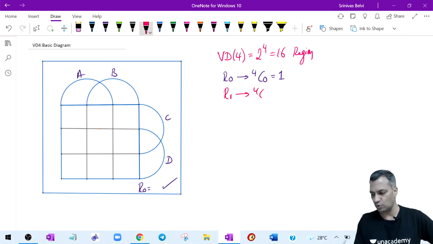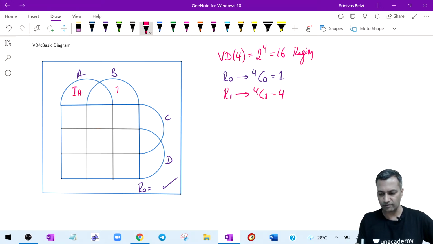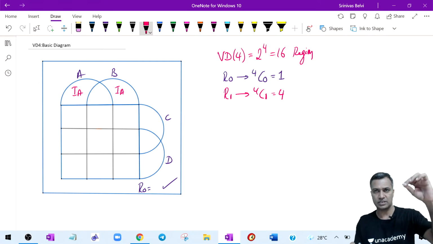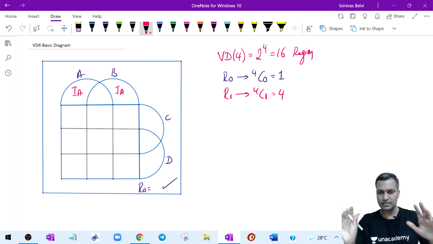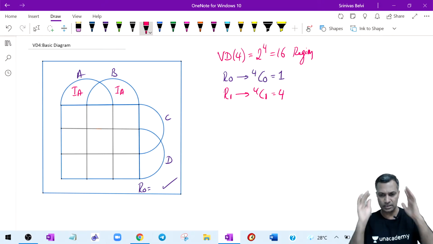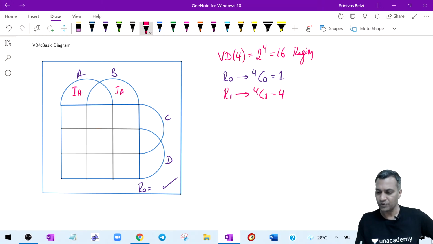You need to have 4C1, which is 4. These are the regions of 1s. You need to have the pictorial diagram. I told you in the first lecture. Nevertheless, since we are practicing, I'm bringing it back so that you capture this picture clearly once again and develop speed in understanding. This is only C and this is only D, 4 regions.